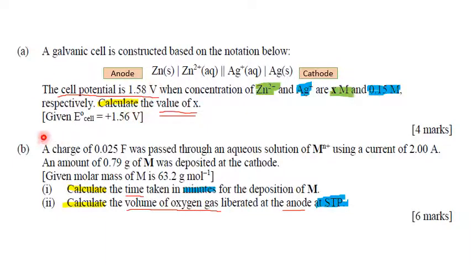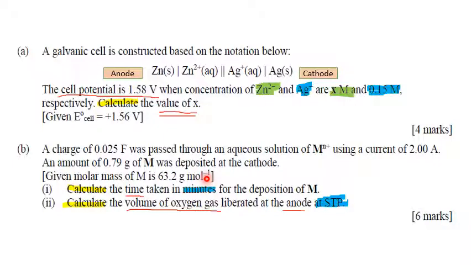Okay, part B. A charge of 0.025 Faraday was passed through an aqueous solution of Mn+ using a current of 200 ampere. Okay, so an amount of 0.79 gram of M was deposited at the cathode, given molar mass 63.2 gram per mole.